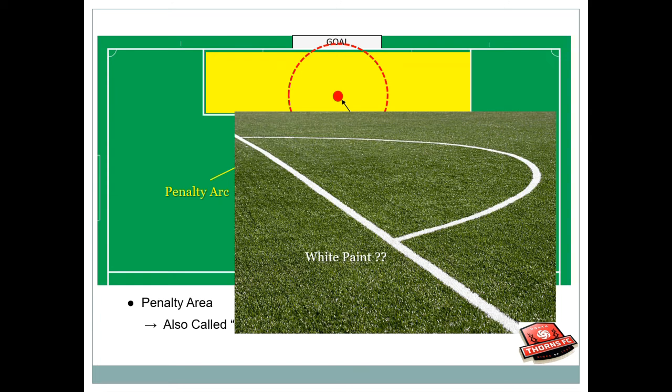On this image, what is the significance of the white paint? Here's what I want to be clear about. The white paint is part of the penalty area. If a foul occurs on the white paint, the result is a penalty kick. We need to remember that the location of the ball represents the location where the foul occurs.